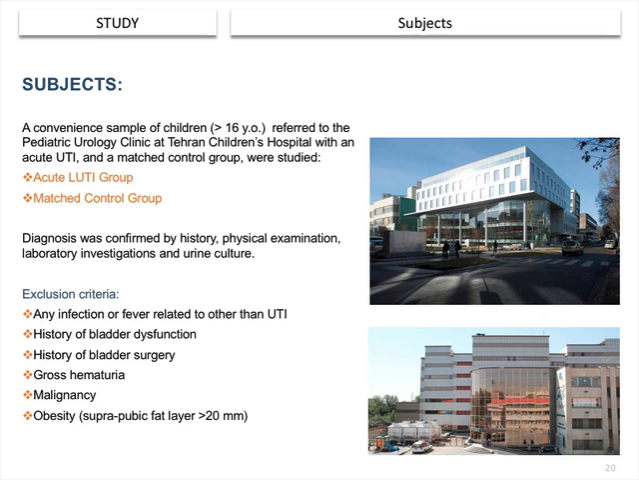People with a history of bladder dysfunction or recurrent UTI or bladder surgery were actually excluded. Gross hematuria, malignancy, and obesity were other exclusion criteria. The obesity, I mean really overweight patients with more than 20 millimeters of adipose tissue over the bladder wall, over the pubis area, which is very rare, of course.